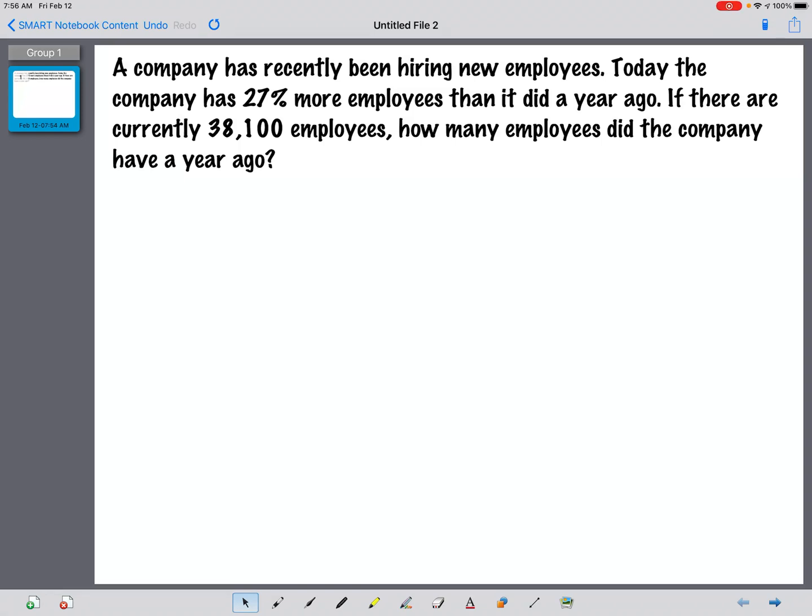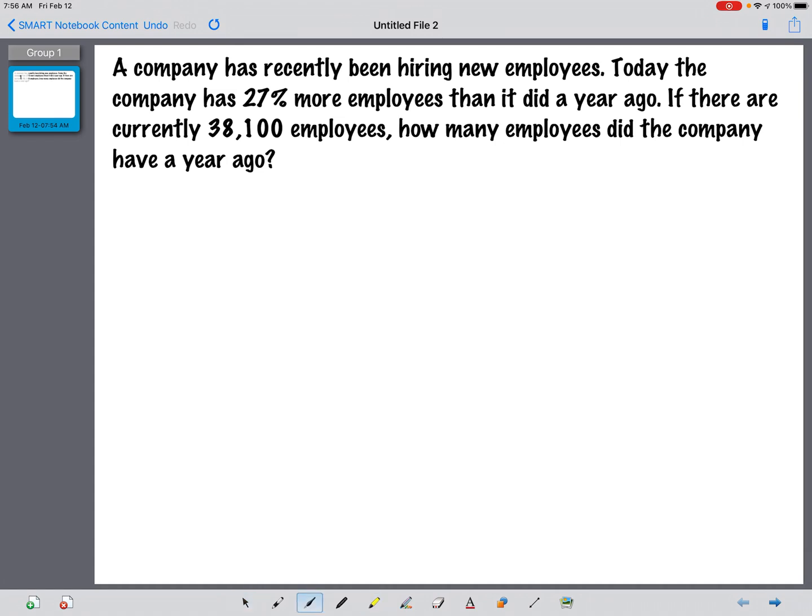A company has recently been hiring new employees. Today, the company has 27% more employees than it did 1 year ago. If there are currently 38,100 employees, how many employees did the company have a year ago? And so we can use a proportion to solve this type of problem.